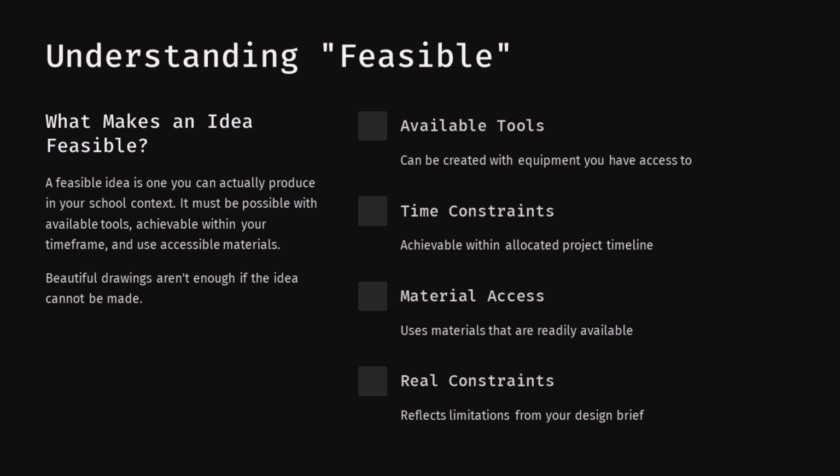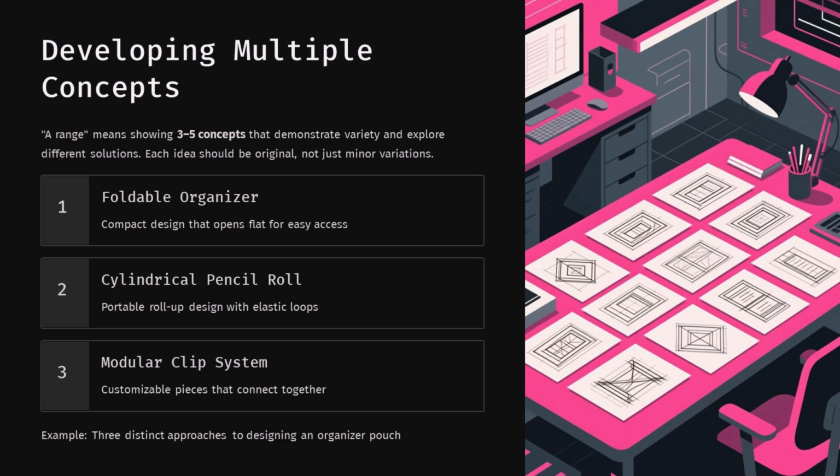When the criterion says a range, it means you must show more than one idea. Ideally, 3 to 5 concepts, depending on the complexity of your project. Your ideas should look different enough to show variety, solve the problem in unique ways, explore different shapes, sizes, approaches, or interfaces, demonstrate iterative thinking.